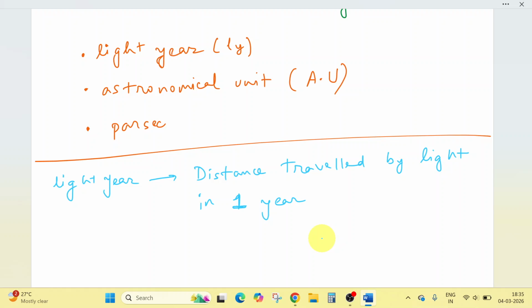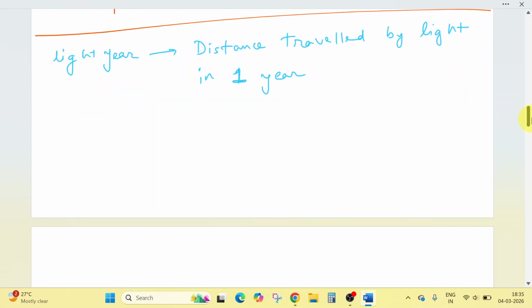Understood? Now let us see how the value evaluates, because we know that to find any distance, you need speed of light into time.